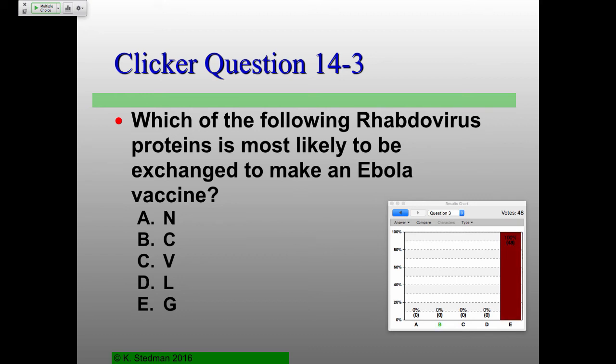Quick review, however, the N protein is what? The nucleocapsid protein. The C protein, we haven't talked about that. V protein, we haven't talked about that one either. L protein is the large protein, which is also the RNA-dependent RNA polymerase, exactly.